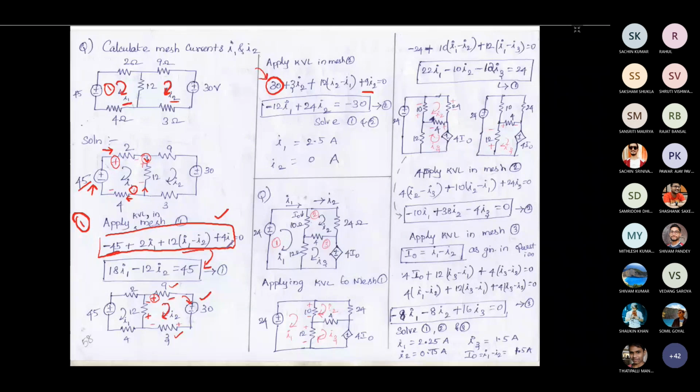So that is written here. Then for this 3 ohm resistor, the current is going to enter the positive polarity. So we will write 3 into I2, because only the current I2 is flowing through that part.